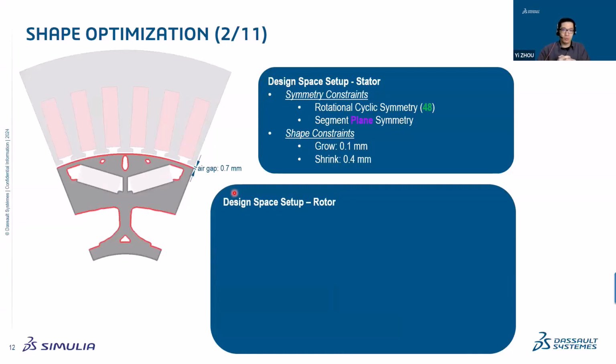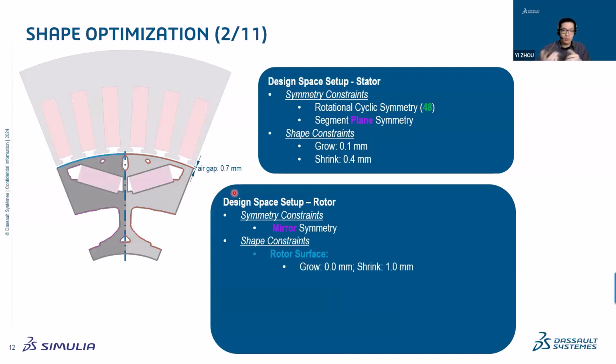We are jumping to the rotor. Similar to the stator, we still have the symmetrical constraints. So that means the left part should be the same as the red part. And also for the rotor surface, this is the blue part. We have zero growth, maybe 1 millimeter strong shrink for this rotor surface. And for the rotor gap, this will be the green part. We have the grow and shrink with 0.8.